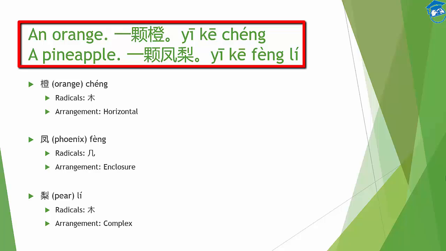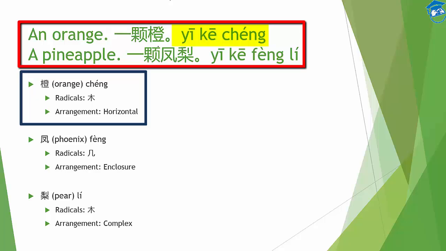So the first example I have here is orange. And as you can see here, 一颗橙, the only word that you don't know is this word, 橙. So it means orange. The radical is this one, and the arrangement is horizontal with the radical here on the left and also what's on the right component here. Okay, so this is how you write 橙.